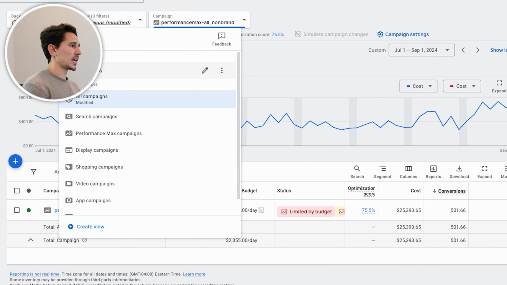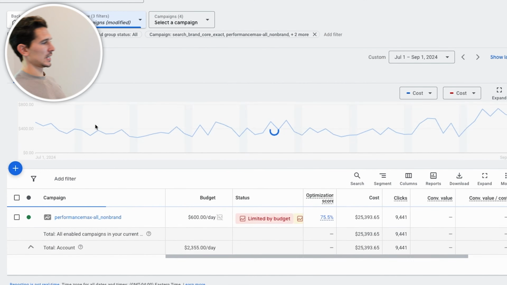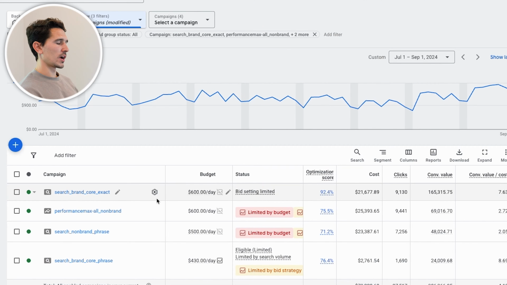So moving back to our campaign, we've really dug into each of these campaigns so far, and I'm going to wrap up with our non-brand search campaign.